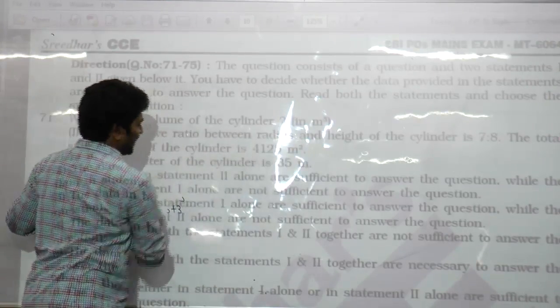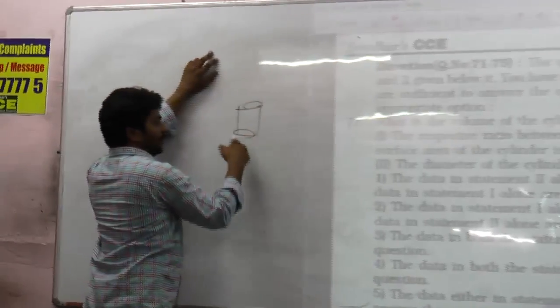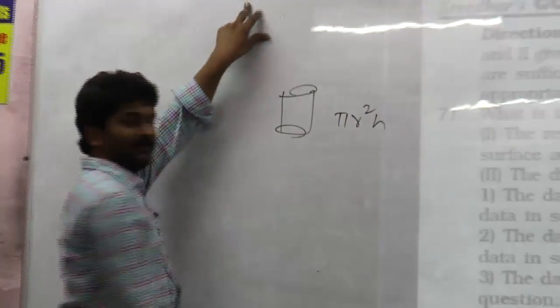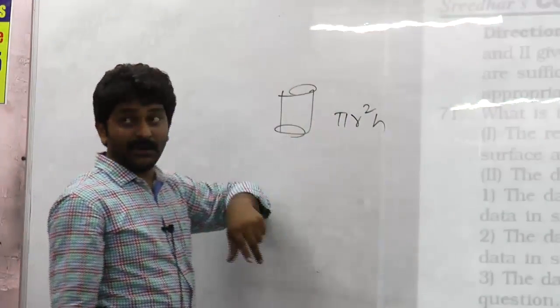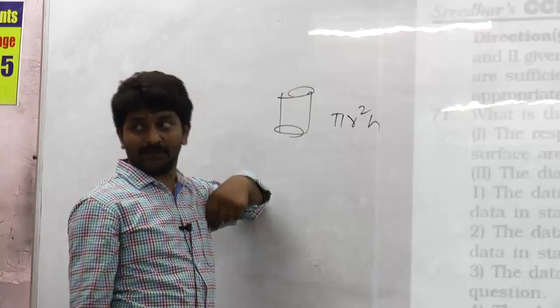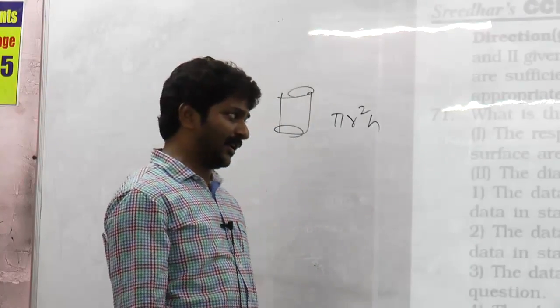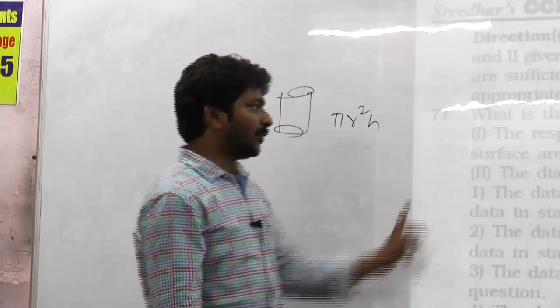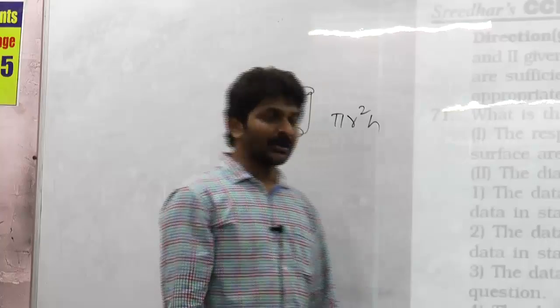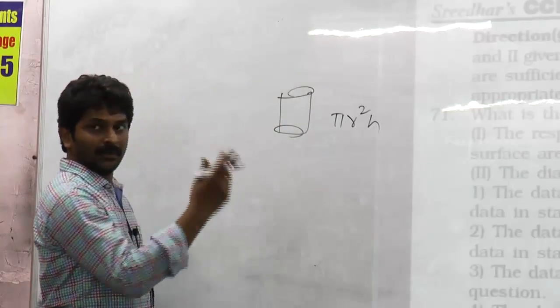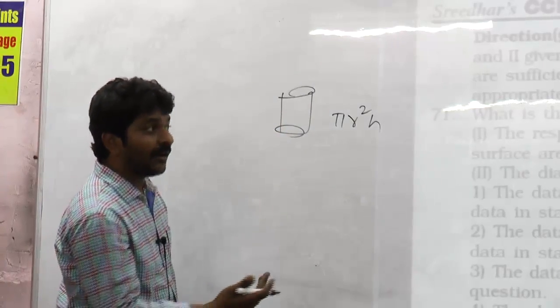What is the volume of the cylinder? Pi r square h, right? So to answer this you need to know radius and height, both. First one, the respective ratio between the radius and height of the cylinder is 7:8. The total surface area of the cylinder is 4125 square meters. Total surface area.